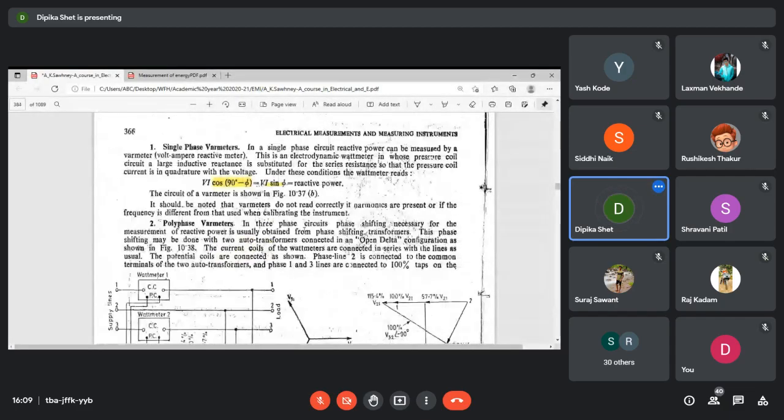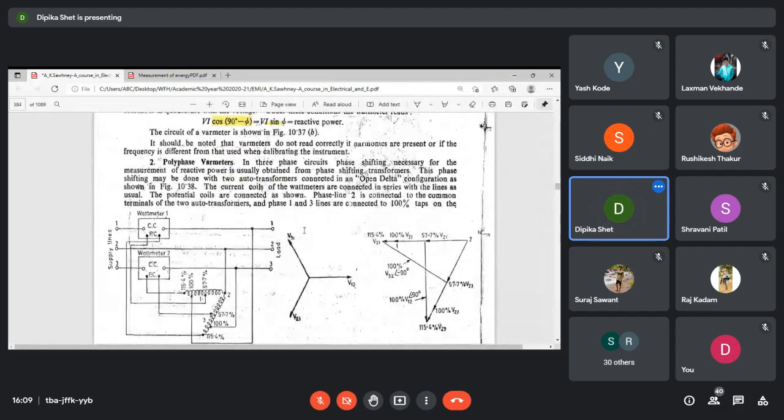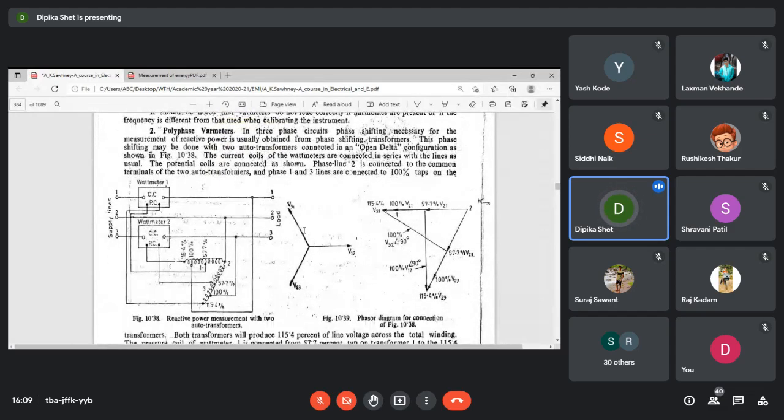constructed. Now next, consider the polyphase VAR meter. Polyphase means three phase. So polyphase VAR meters are required in case of three phase circuits.